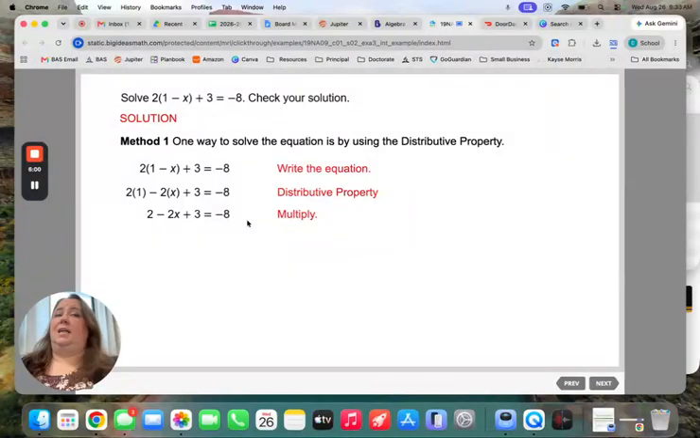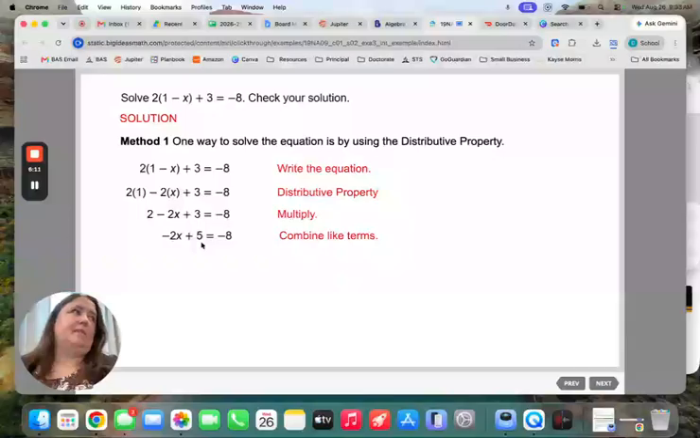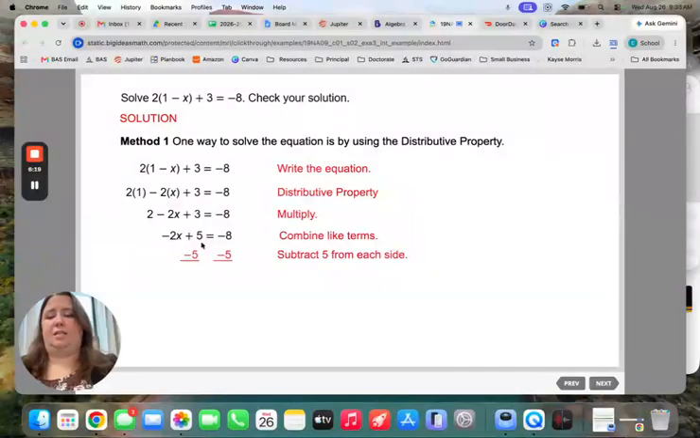Okay? Now what would be our next step on this side? Yep. Combine like terms. So we're going to do 2 plus 3 gives you 5. Now we can simplify for x. So what's the next thing we're going to move? We're going to do what to the 5? Subtract it. Yep. Inverse operation.